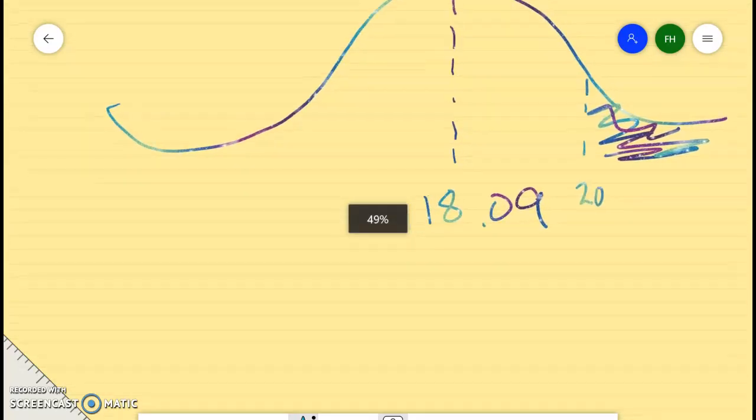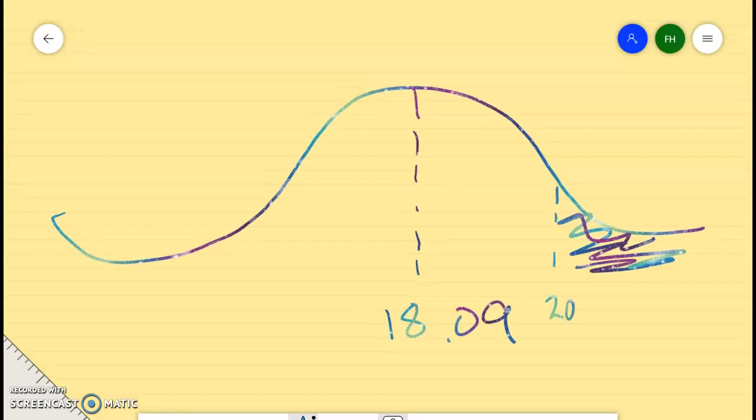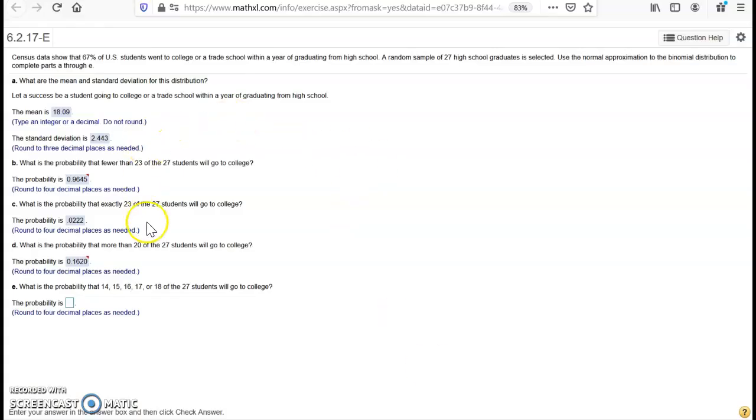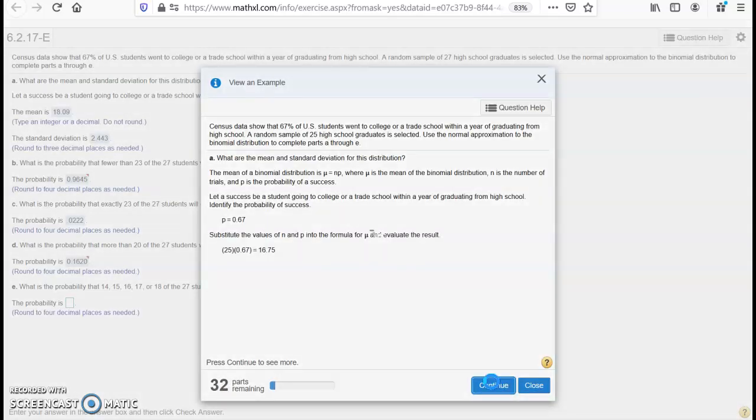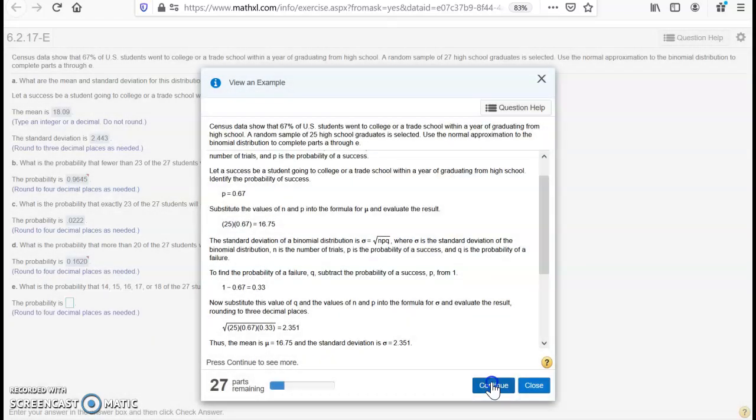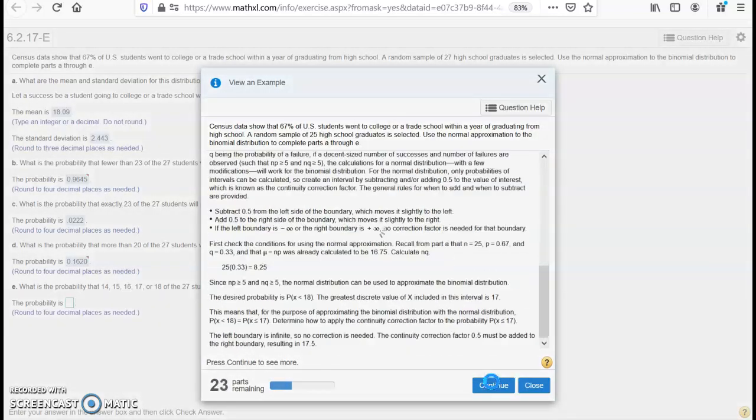Now, as you can see, they are not wanting you to use the table, because if they want you to use the normal distribution table, they will have it as a link. So if you're not sure how they're wanting you to work this one, then just go to part D. So I'm going to skip all of this and go straight to part D.